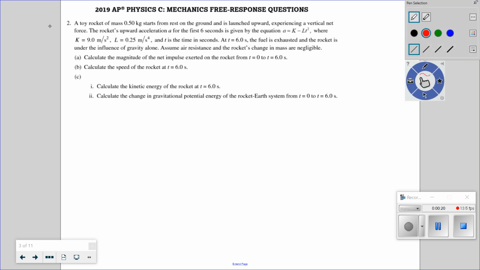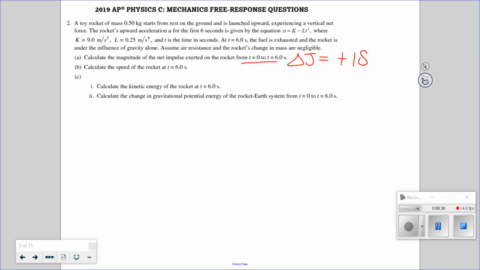Before we start giving everything away, the net impulse is J or delta J, and it does say the net. I think you can go forward. 18, we only have 2 sig figs. 18 newtons is right. How many points do you think you get for 18 newtons? Yeah, good. Probably just one.